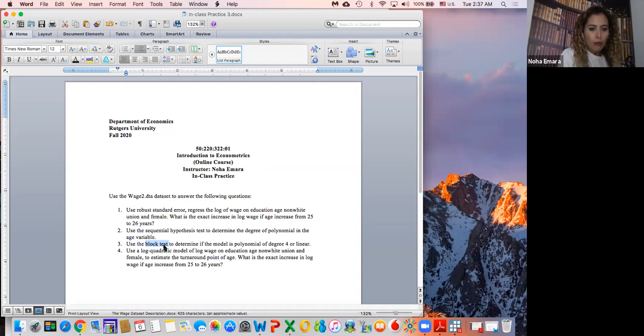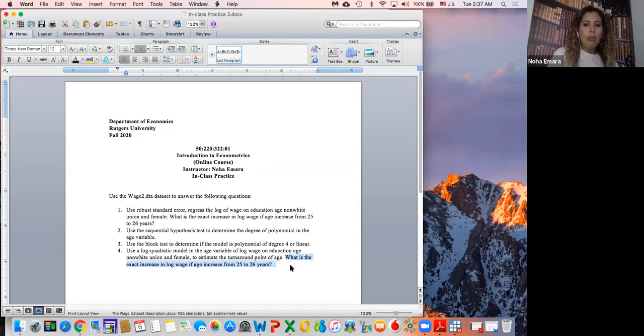Finally, I want you to use a log quadratic model: log wage on education, age, non-white, and so on. A quadratic model in the age variable, so that means I want age and age squared. I want you to estimate the turnaround point and the exact changes if age increased from 25. I'm repeating the same question here. The earlier question was for a linear model. Now it's for a quadratic model.